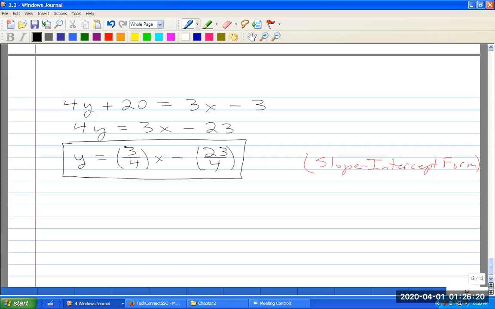Okay, and so that finishes off section 2.3. Let me just check if there were any questions. No, there was nothing typed in.